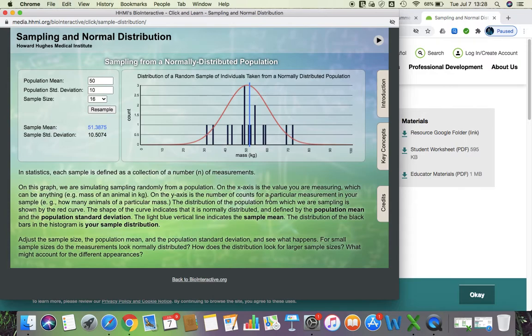Let's see. The distribution of the population from which we are sampling is shown by the red curve. The shape of the curve indicates that it is normally distributed and defined by the population mean and the population standard deviation. So this blue bar right here is the average. So if we were going to go ahead and take this population, measure the mass, we would be able to say that the average mass was about 51.3 kilograms. And we would say that represents the population. Okay? We have to use one value to represent the population. That's what we do in science all the time. We use averages to describe phenomena or populations.